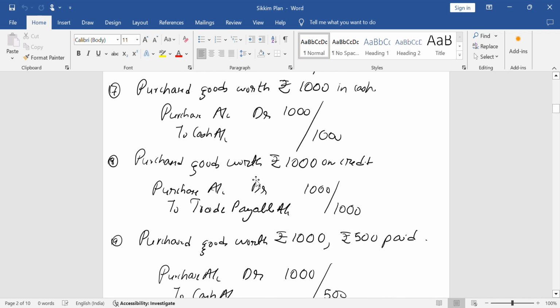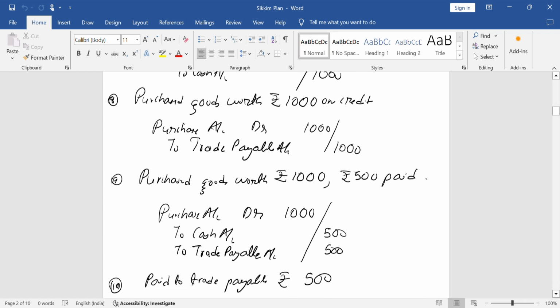Then we have purchased goods worth rupees 1000 on credit. This time it is not on cash. This is on credit. So purchase account debit to trade payable account. Trade payable is someone to whom you will pay later on, as it is a liability, and when liability increases, we credit it. And as merchandise, that is an asset, is increasing, we have debited it.